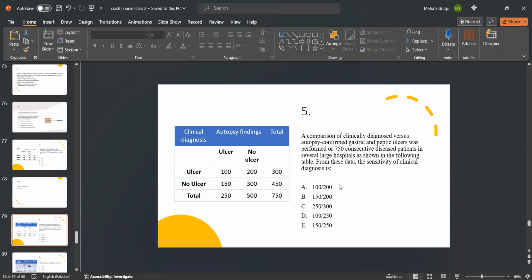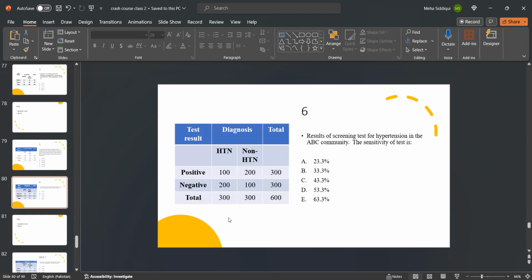MCQ number 5. A comparison of clinically diagnosed versus autopsy confirmed gastric and peptic ulcer was performed on 750 consecutive disease patients in several large hospitals, shown in the following table. From these data, the sensitivity of clinical diagnosis is? Here you have to calculate sensitivity. It's very easy, it is given in the form of numerators and denominators: 100 divided by 250. D is the right option.